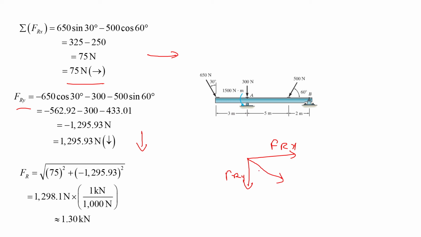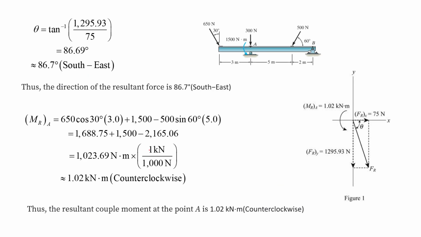Now let's find the value of tan theta. This is the value of theta that we will calculate. So first of all, let's calculate the magnitude of the resultant force, which comes out to be 1.30 kilonewton, and the value of tan inverse, as we discussed, we can write the value of theta as 86.69 degree, and it's towards southeast.